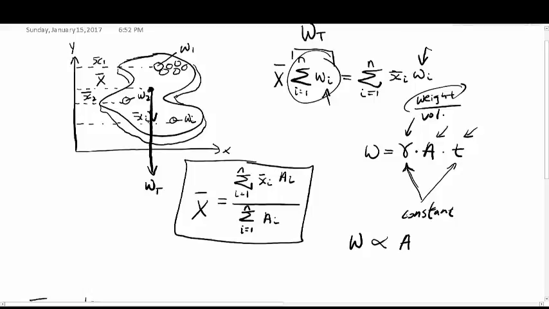And similarly, we can find y bar by taking the summation of the y distances to these individual small little pieces divided by the sum of the area.